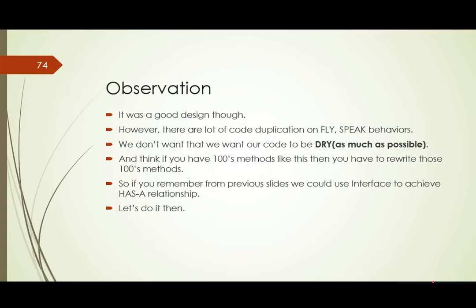And think, if you have 100 methods in a class, and some business apps really do have 100 methods in a class, then you will end up writing these 100 methods in 100 different places. That would be really tedious and a very bad solution for your problem. If you remember from the previous slide, we could use interfaces, or the has-a relationship, so that we could achieve a modular approach. So let's do it then.